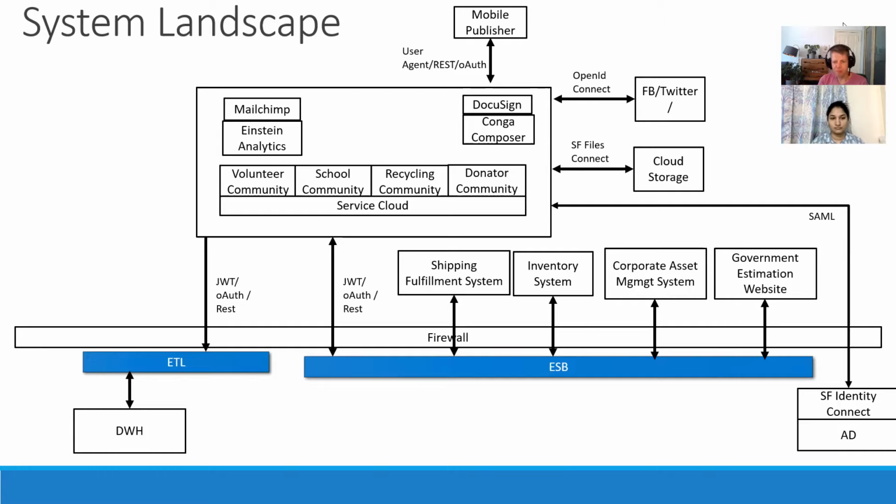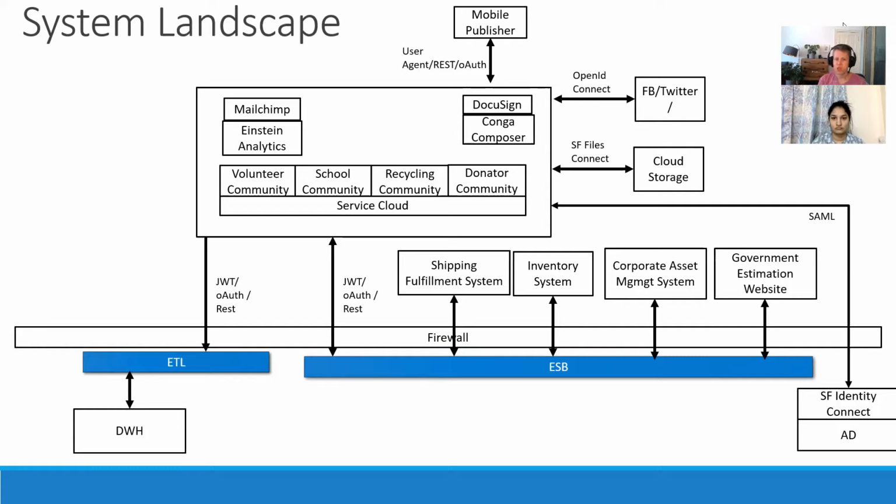Going forward, I want to talk about additional systems which are connected. We have a government estimation website, which gives us back the estimated value of laptops, which we connect to Salesforce via the ESB. The ESB in turn is connected to Salesforce, authenticated against Salesforce via the JWT bearer token flow via OAuth, and the connection itself is done via REST. We have a shipping fulfillment system, which my assumption was that it is in the cloud, and we can also connect it via the ESB.